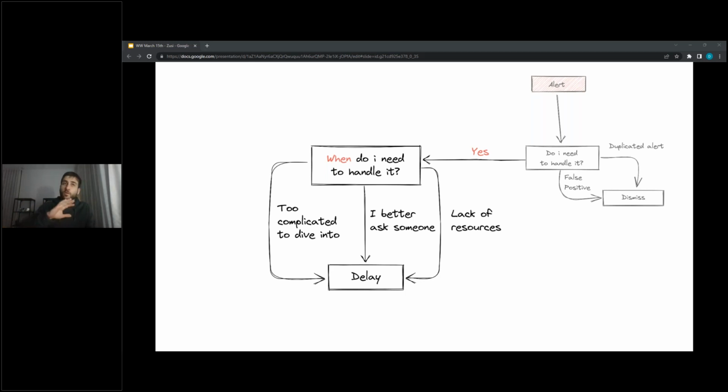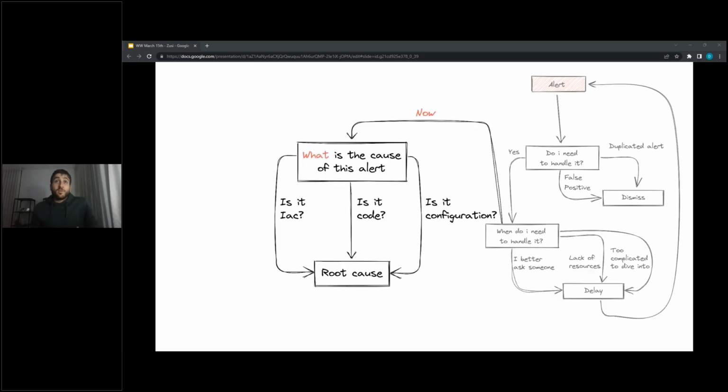But let's say we're past that, we know all the answers, we don't want to delay. We actually want to solve this, and we want to solve it right now. So then, if the decision is right now, we need to understand what is the cause of this alert. If I actually am going to solve it, I need to understand where is it coming from? What do I need to fix, right? Is it a configuration I need to change? Is it code I need to change or maybe redeploy? Is it infrastructure as code, which is a different type of configuration but needs to be solved in a very different way?